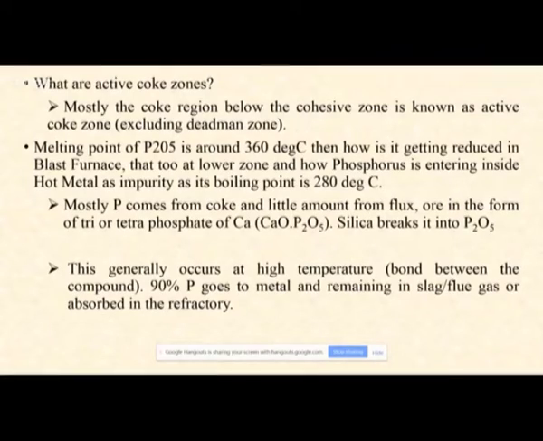Melting point of P2O5 is 360 degrees, then how is it getting reduced in the blast furnace, that too in the lower zone, and how is phosphorus entering the hot metal as an impurity? Its boiling point is 280 degrees C. I think for that purpose, you should be very aware about the thermodynamics and the kinetics of the process.